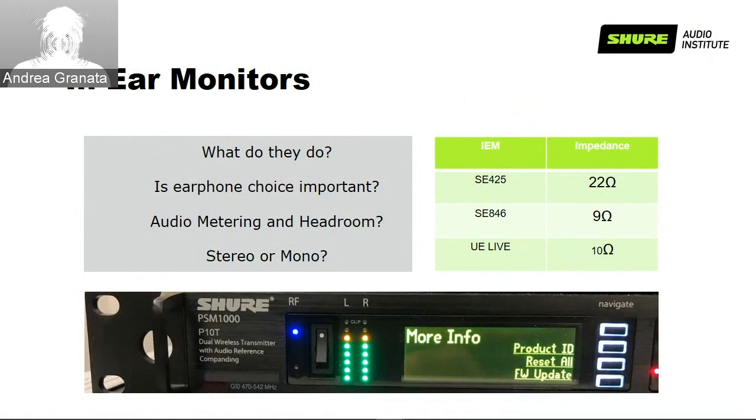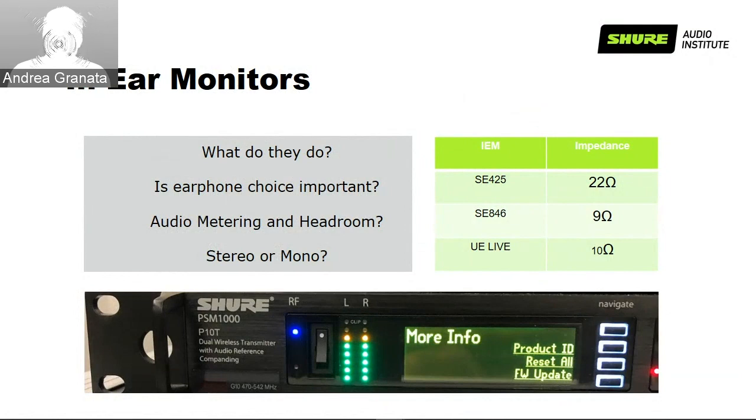This level, around 10 ohms, is typically the level of custom in-ears, so they offer the best performance. They usually sound very nice, as much as the SE846. When we see the impedance level going up, then we have a little less volume.